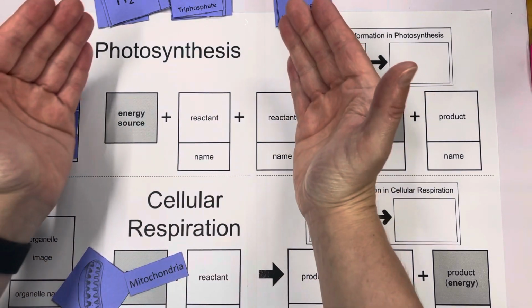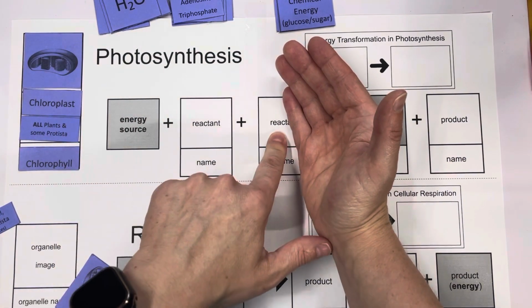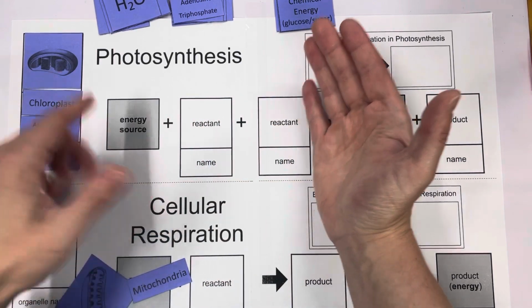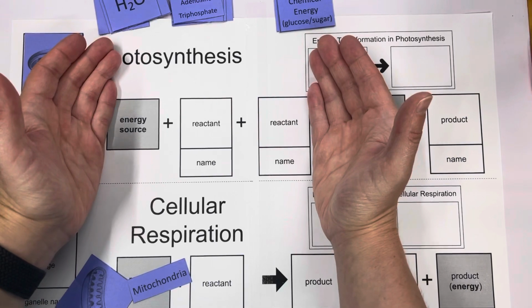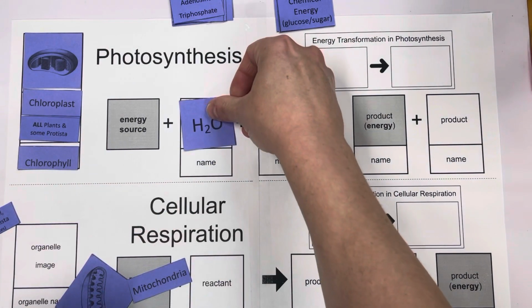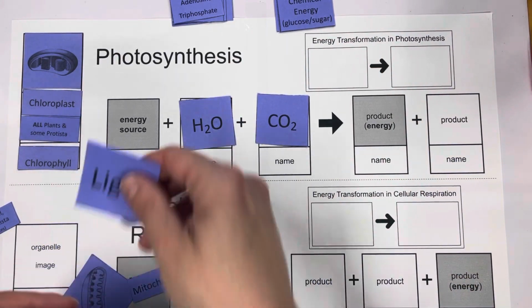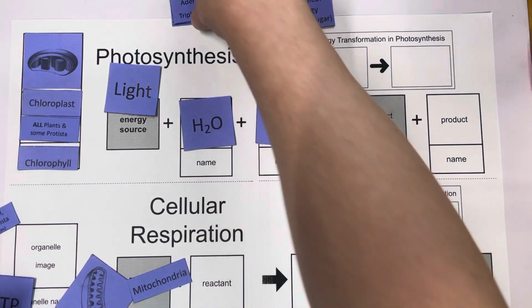Now, in the process of photosynthesis, we have a source of energy, and we have two reactants, two molecules that will combine with that energy source, absorb that energy to create our products. What do we start with in photosynthesis? What does a plant need? A plant needs water. A plant needs carbon dioxide gas, and a plant needs light. Light is a source of energy.